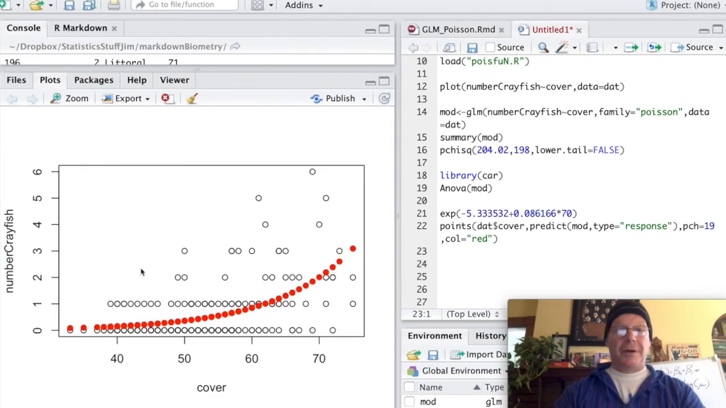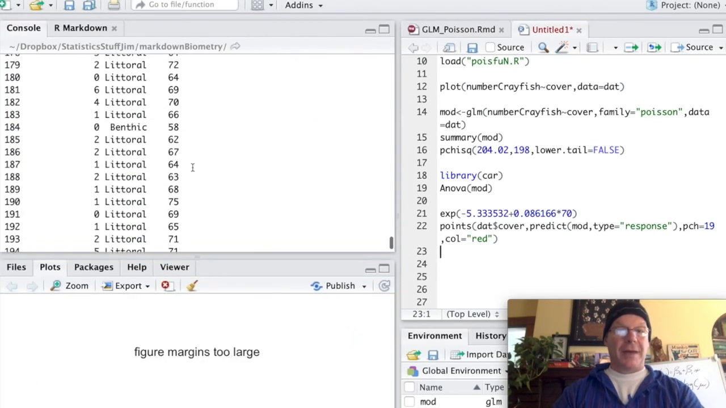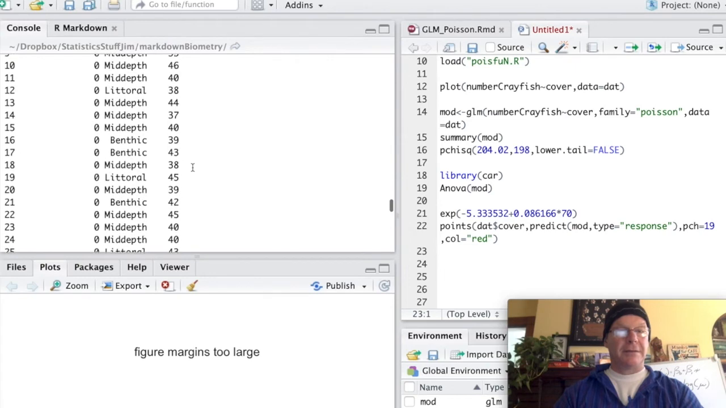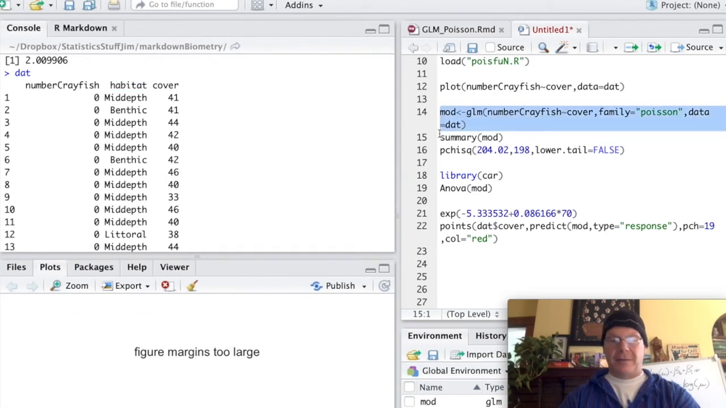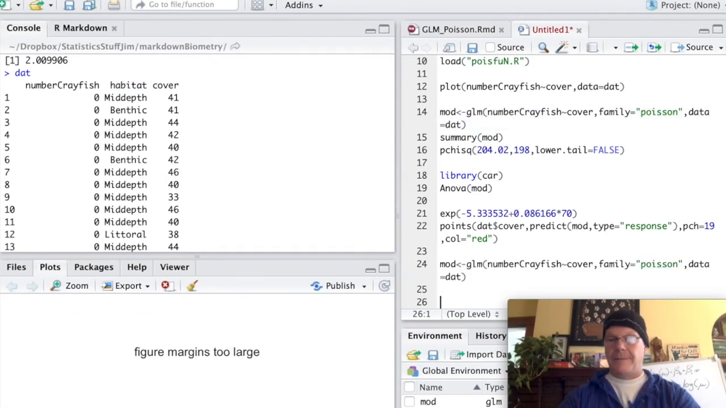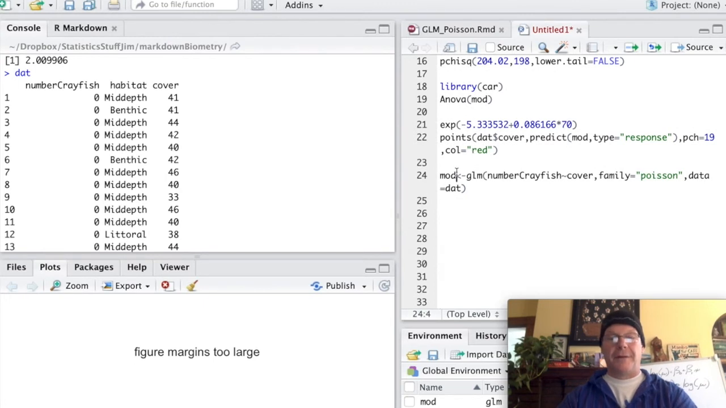Okay, but let's go back to our data, because sure, we had the cover stuff in there, and that's pretty neat. I would argue it's neat. But we also have habitat, so we might want to know whether or not habitat matters as well as cover. So, is cover equally important at shallow depths versus deep depths? And so I'll just make another model, which I will call model 1, and I'm going to add habitat in there.